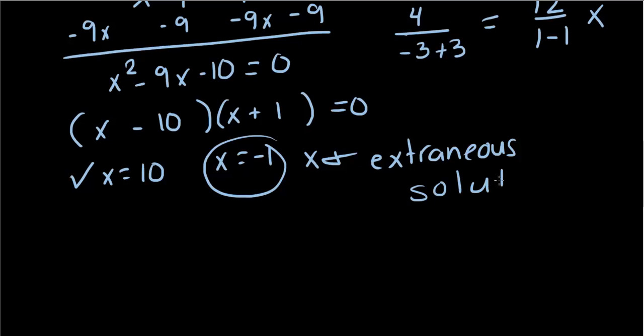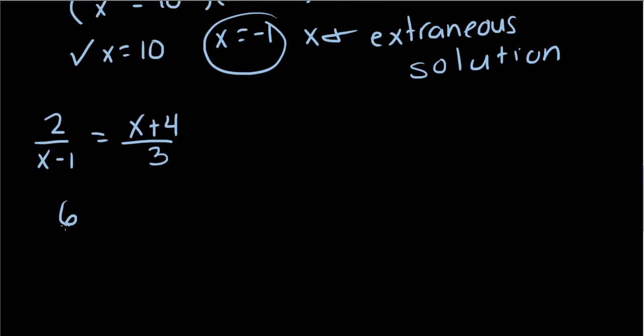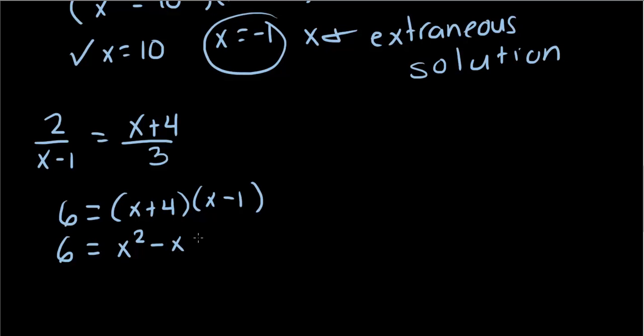Let's try another one. We're going to try now 2 over x minus 1 equals x plus 4 over 3. So we're going to cross multiply, and we're going to end up with 6 equals x plus 4 times x minus 1. We're going to FOIL this, so it is 6 equals x squared minus x plus 4x minus 4.